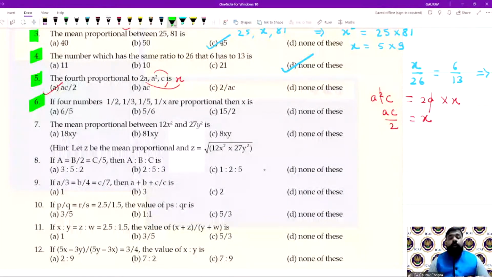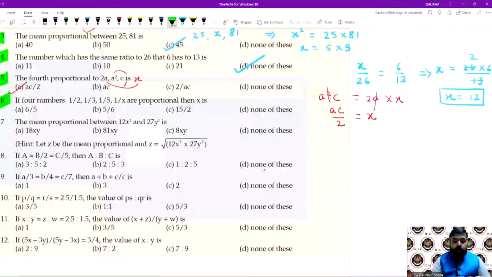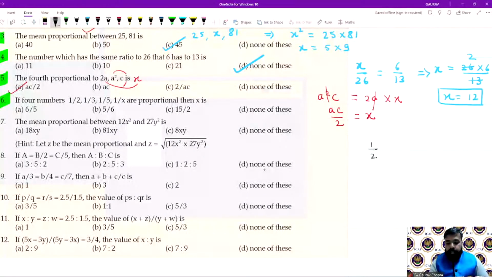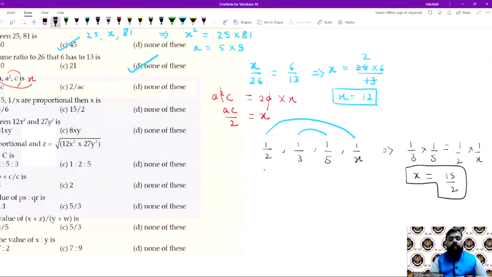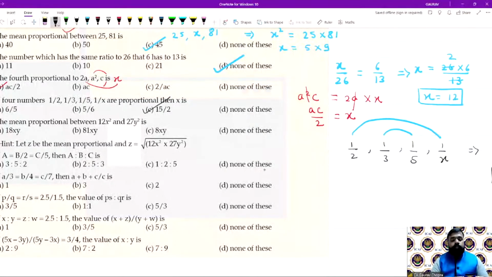Now the sixth one. If four numbers are proportional, then find the value of x. Now these four numbers are in proportion and we have to compute x. So let us write the four numbers: 1 by 2, 1 by 3, 1 by 5 and 1 by x. So these are the four numbers. Let us apply the product rule, that is the cross product. So 1 by 3 multiplied by 1 by 5 is equal to 1 by 2 into 1 by x. On cross multiplication, we get x is equal to 15 upon 2. x is equal to 15 upon 2. This is option number C.